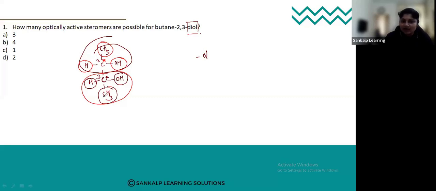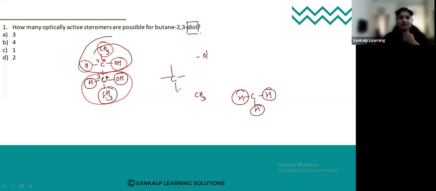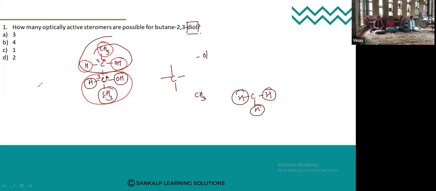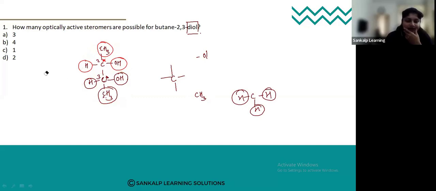If I look at this CH3 carbon, it has 3 identical hydrogen atoms, so it is not a chiral carbon. Similarly, this one also. Understood? So what is a chiral carbon? A carbon having 4 different atoms or groups is called chiral. So how many chiral carbons are there here? There are 2 chiral carbons.